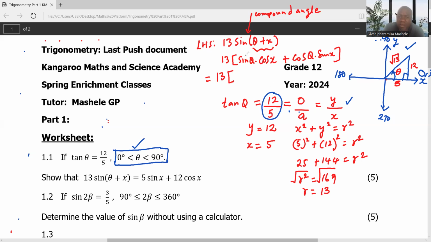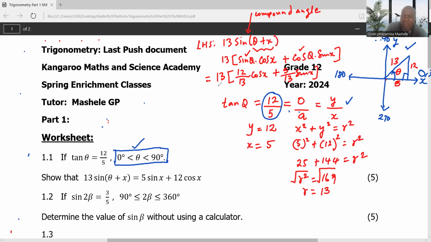So what is the sine of theta? What is sine in terms of SOHCAHTOA? Opposite, which is 12, over hypotenuse, which is 13. I apologize, guys, not root 13. So it's going to be 13 multiplied by 12 over 13 cos x, plus, what is cos theta? Cos is adjacent over hypotenuse. Adjacent is 5 over hypotenuse 13, multiplied by sine x.